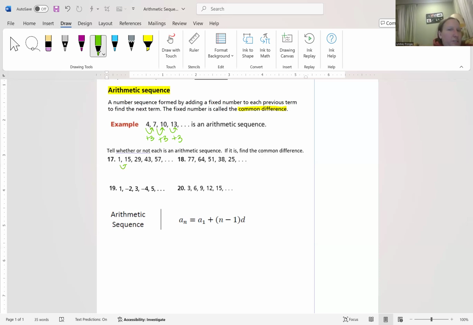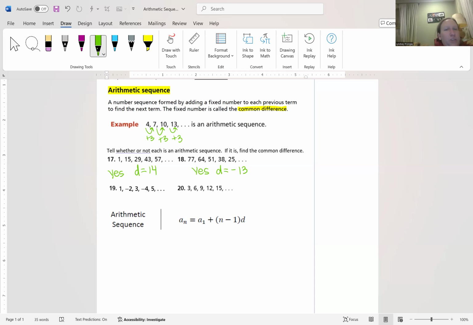So from 1 to 15, we are going up 14, then 14, then 14. I'm not going to keep writing it each time. I'm just going to say that this is a yes, and our common difference, which we are going to call d, would be 14, because it goes up 14 each time. The next one, it appears that this goes down by 13 and then down by 13 and down by 13. So this one does keep going down by the same number each time. So this is also a yes. And in this case, because it is decreasing, our common difference is going to be negative 13.